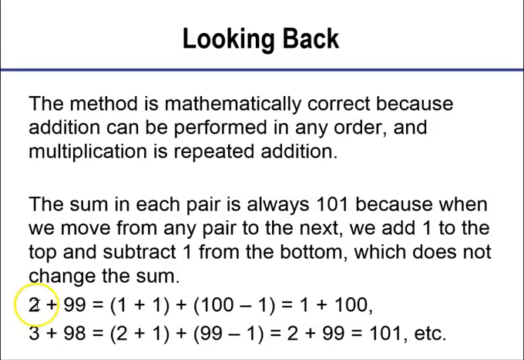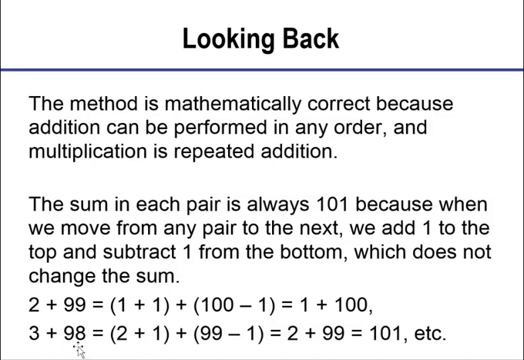So like when we add 2 and 99, if you add 1 to 2, it makes it 3, and you subtract 1 from 99, it makes it 98. That's what they're discussing here. So they're just saying, looking back, that's a strategy to get us there. But I think you're probably pretty comfortable with what we did.